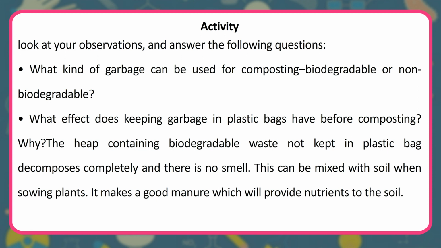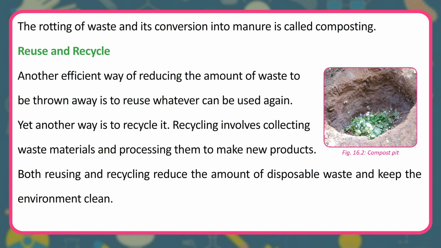What kind of garbage can be used for composting, biodegradable or non-biodegradable? What effect does keeping garbage in plastic bags have before composting? Why? The heap containing biodegradable waste not kept in plastic bag decomposes completely and there is no smell. This can be mixed with soil when sowing plants. It makes a good manure which will provide nutrients to the soil. The rotting of waste and its conversion into manure is called composting.